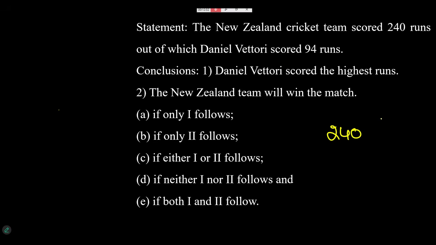Then Daniel Vettori scored highest runs, I cannot say, because out of 240, if this person scored 94, maybe some other person scored 110, chance is there. New Zealand team will win the match, I cannot say, even if it is a 2020 match, 240 is not guaranteed. So neither one nor two. This is how you can handle statements and conclusions. Basic idea. Now let's see the next one.